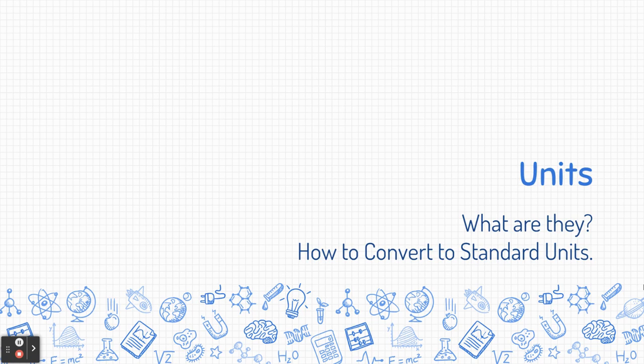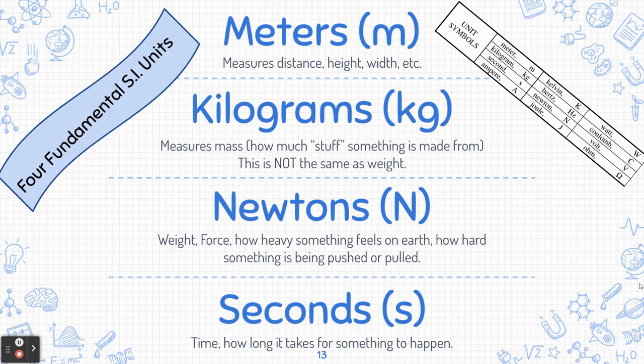So units, what are they? And how to convert to standard units. So in physics, there are four fundamental scientific units that we're going to be using. Meters is going to measure distance, height, and width.